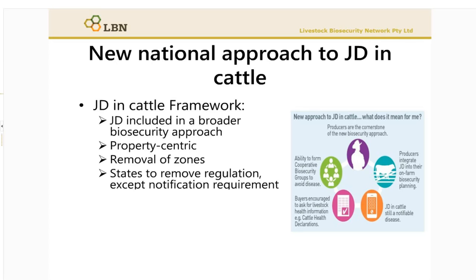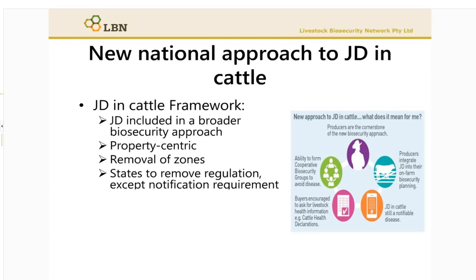The notification requirement is that in all states, Johne's disease remains a notifiable disease, meaning if you suspect Johne's disease on your property, you must report it to the authorities or to a veterinarian. If a veterinarian suspects Johne's disease, they must report it. This is one, so we can keep track of infected properties, but two, to fulfill the requirements for international reporting to the OIE, the World Organisation for Animal Health, which requires us to report the number of cases of Johne's disease we have on a yearly basis.